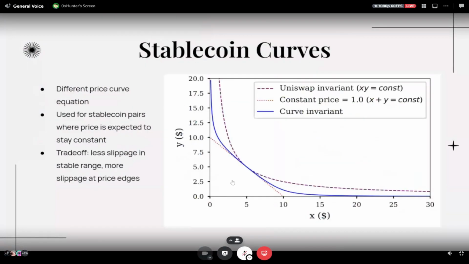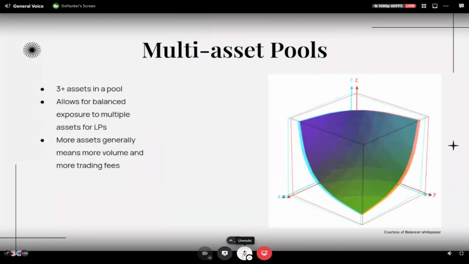Yeah, those are the 3 different examples. I don't know if anyone has any questions before I move on to MEV.